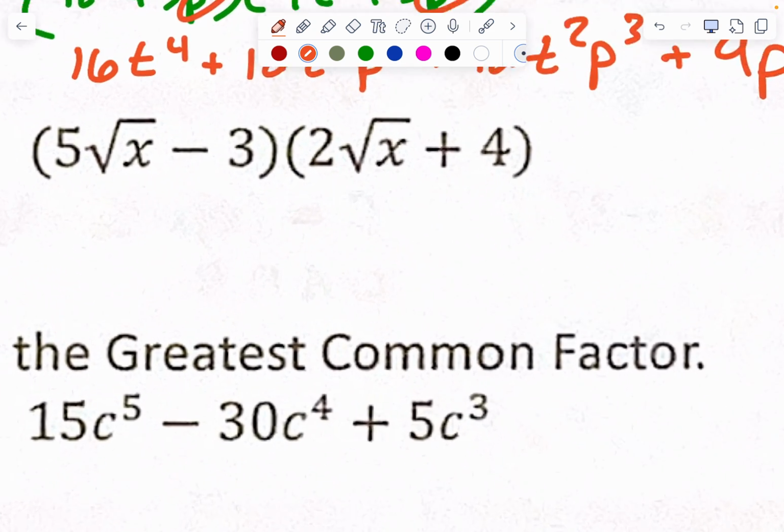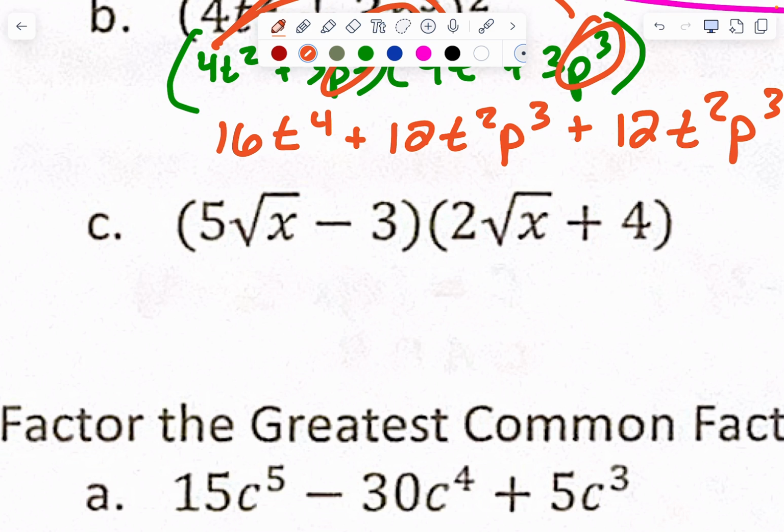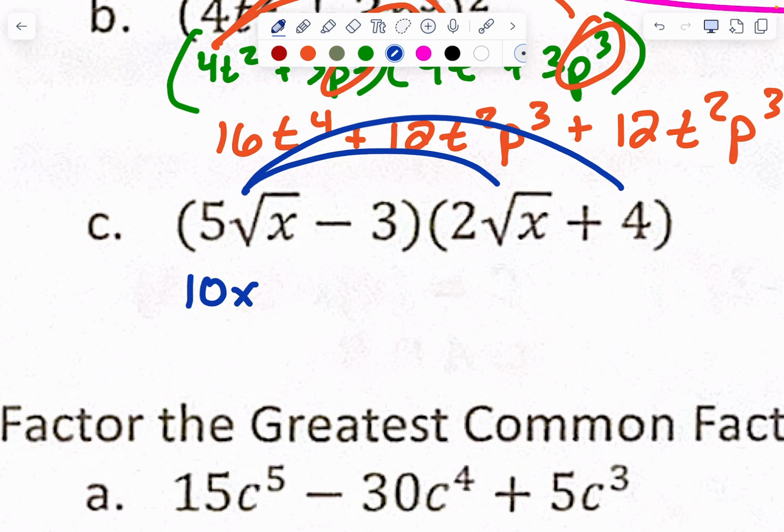Okay, C. What are we doing on C? You have to multiply. Foiling. Okay, what's the F part? 5 times 2 is 10. What's the square root of x times the square root of x? The square root of x squared, which is just x, right? It like pops out. Okay, that's the F, right? 5 square roots of x times 4. 20. 20 square roots of x.